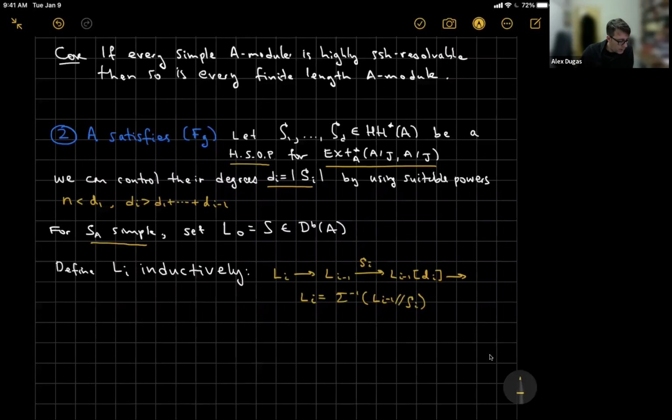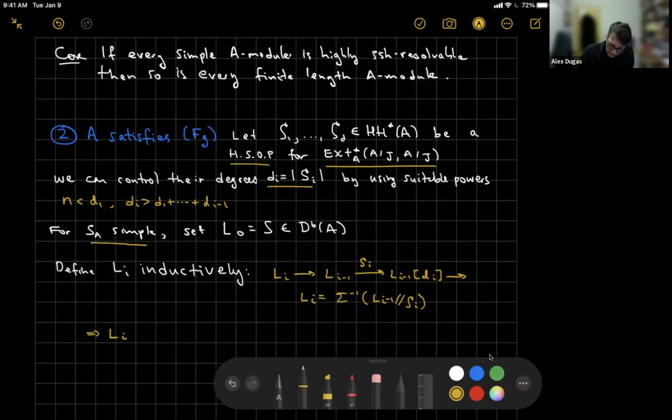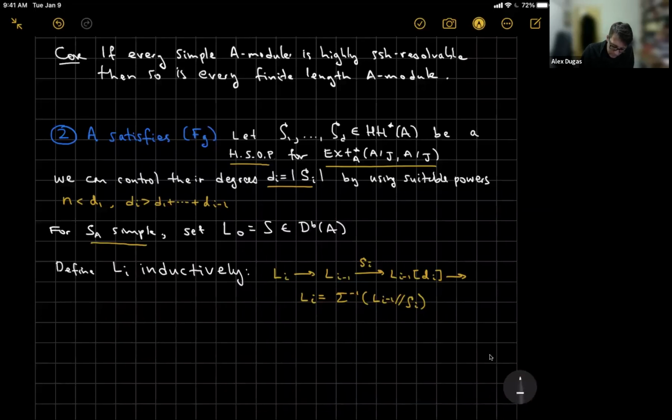And so carrying out this process, once we go through all of these zeta i's, our complex Ld will have extensions annihilated by powers of every zeta i.